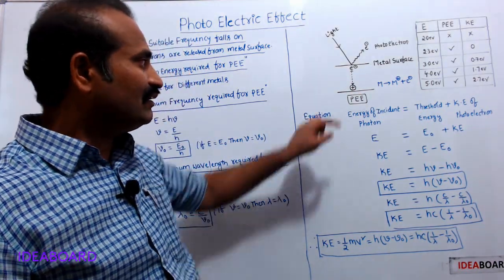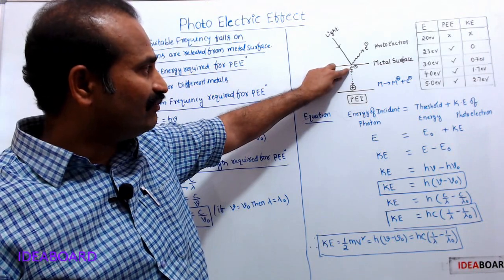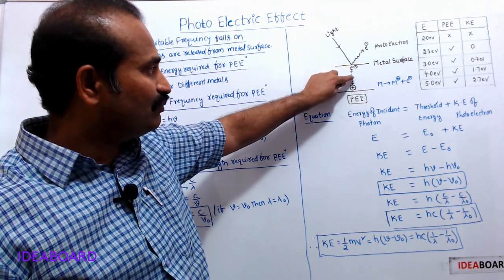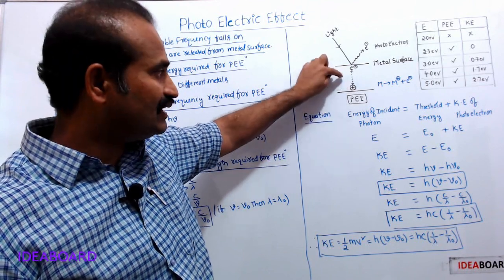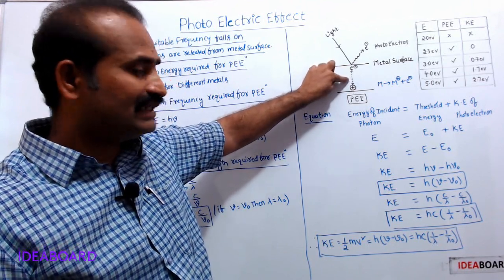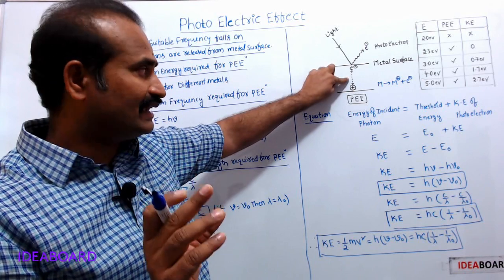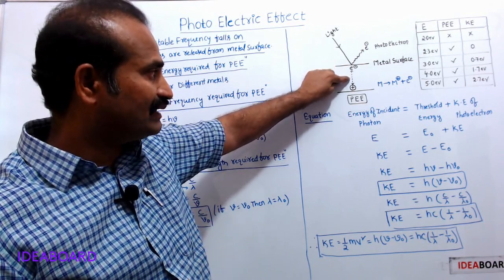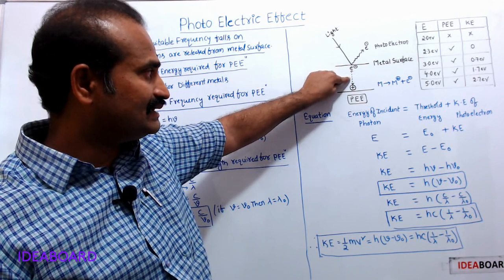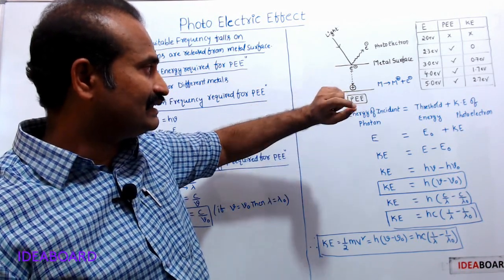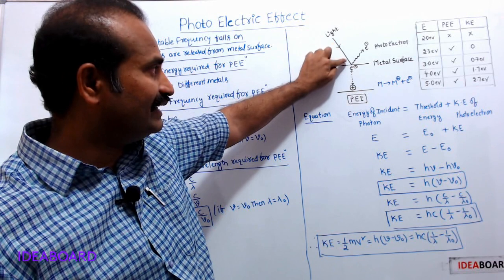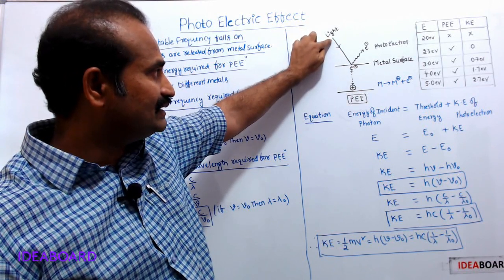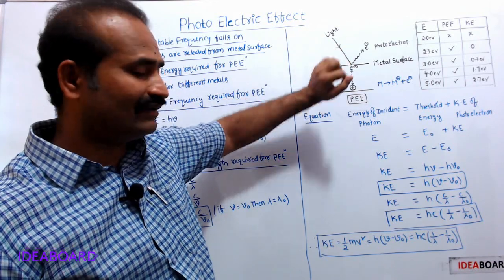In order to remove this electron from the metal, we need to break these attractions. In order to break these attractions, energy is required. That required energy is supplied in the form of light. So this is the light energy. It is supplied to this electron.